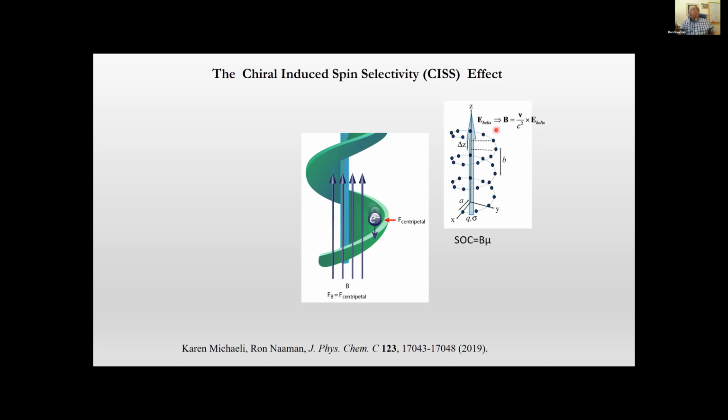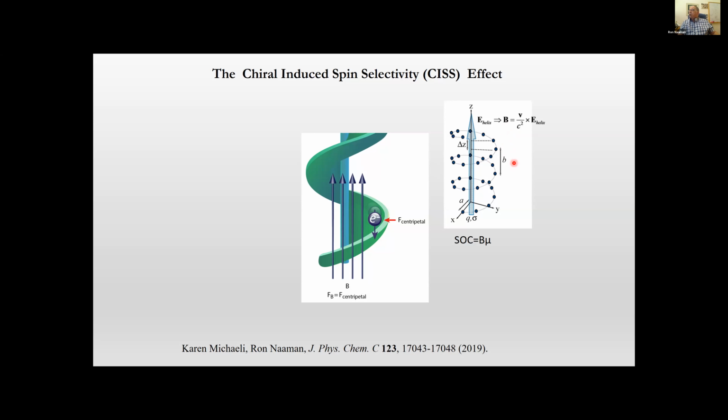So what we realize is that the effective magnetic field flips sign upon changing the enantiomer, the handedness of the molecule, and the direction of motion. And now this magnetic field acts on the spin of the electron, stabilizes one spin and destabilizes the other, and therefore we get spin selectivity. This is basically the picture that appears in many, many theoretical works. And of course, it's a single-electron picture.